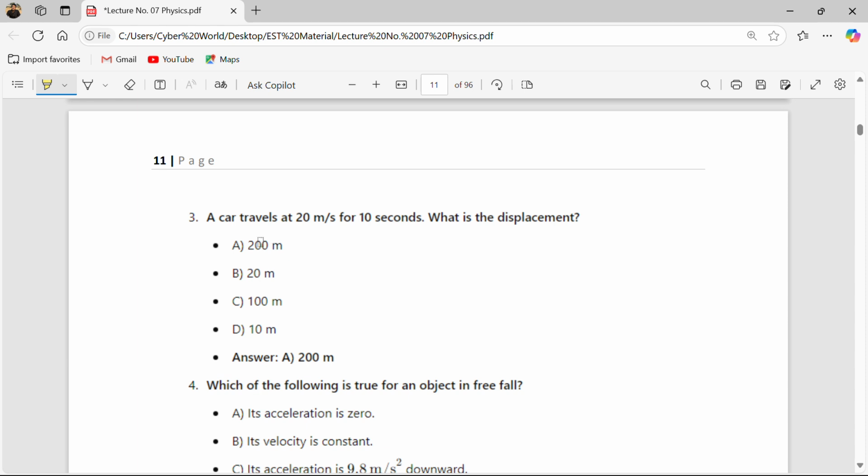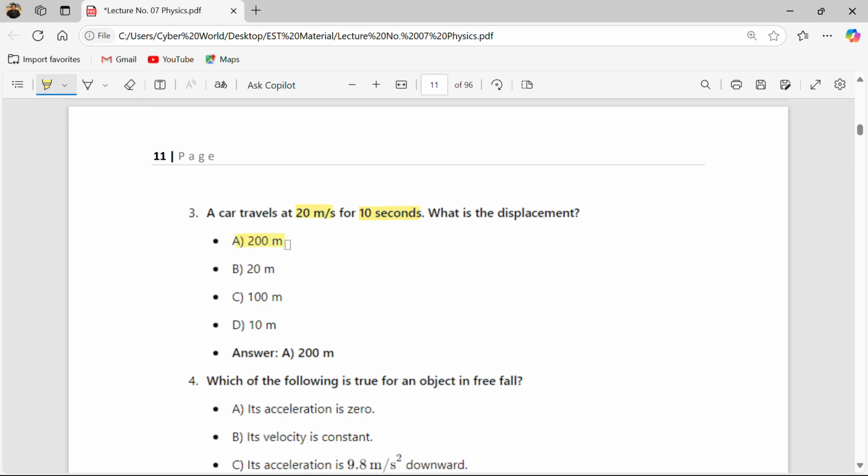A car travels at 20 meters per second for 10 seconds. So this is the velocity of the car and this is the time it takes. What is the displacement? Okay, you know that distance S equals Vt. So this is V and this is T. Multiply 20 into 10, you will get 200. So the answer is 200 meters.